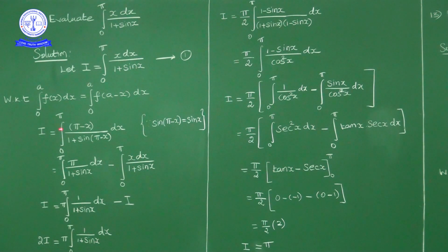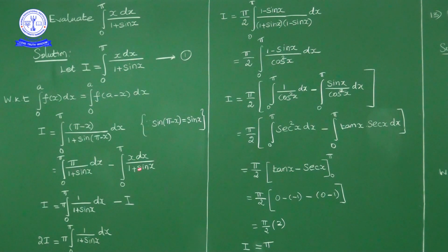So numerator x is replaced by pi minus x, okay, upon 1 plus sine x is replaced by pi minus x. Sin pi minus x is sin x, so no change in denominator. So I is equal to integral 0 to pi minus x dx upon 1 plus sin x. Okay. Now I'll separate as in two integrals, integral 0 to pi upon 1 plus sin x dx minus integral 0 to pi x dx upon 1 plus sin x.